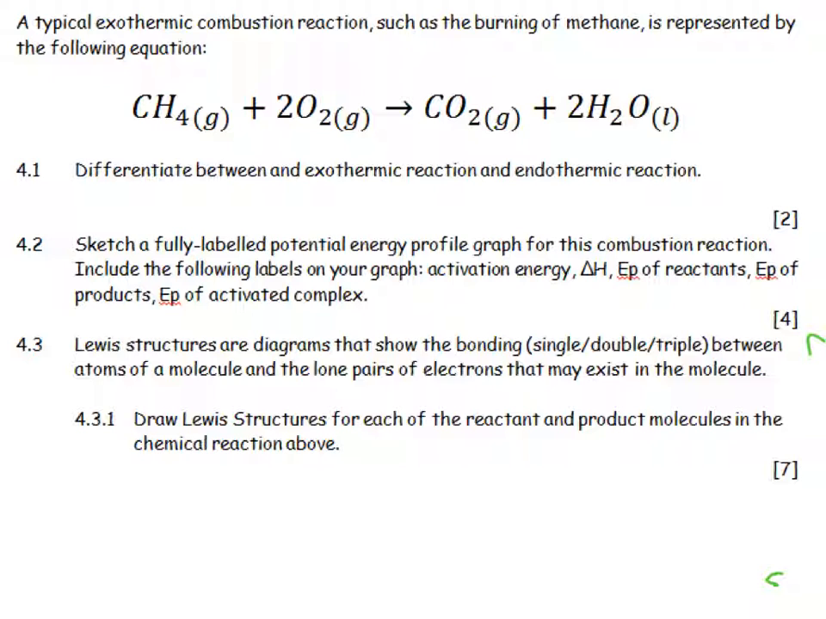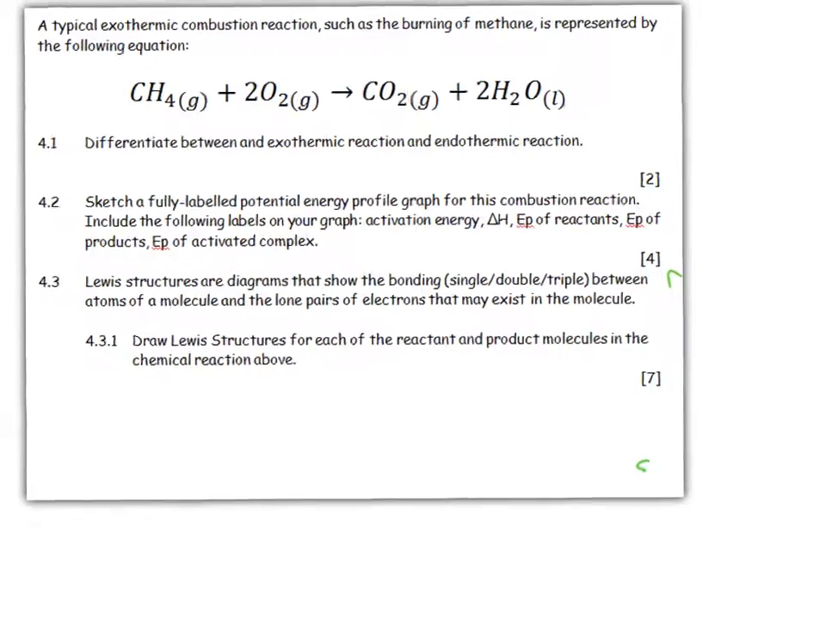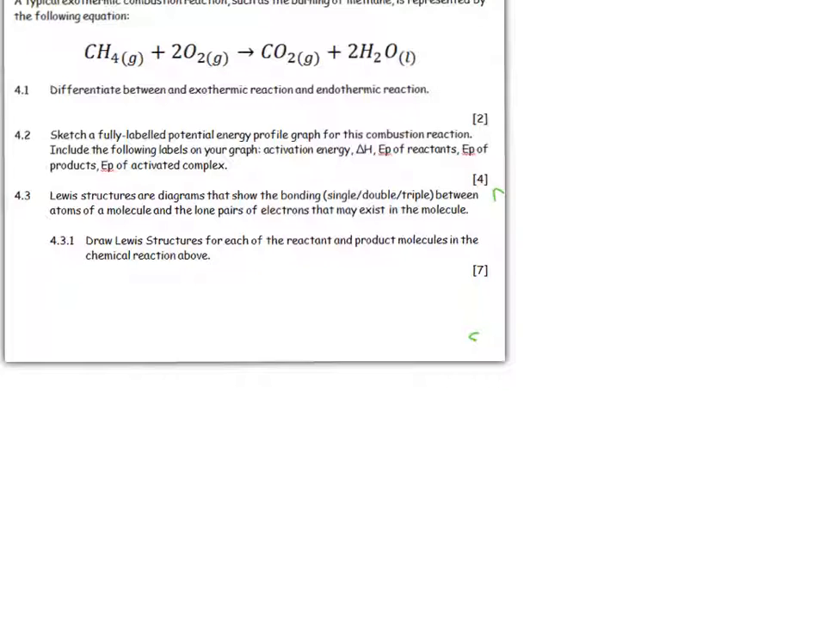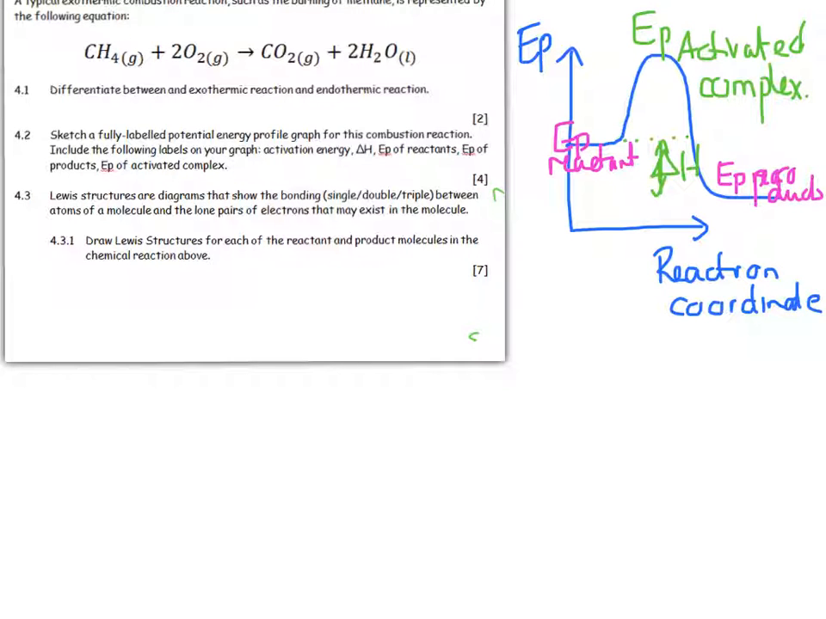Include the following labels on your graph: activation energy, delta H, potential energy of reactants, potential energy of products, and the potential energy of the activated complex. So you have delta H, which is between the potential energy of the reactants and the potential energy of the products. On your y-axis you label potential energy, on your x-axis reaction coordinate, and your potential energy of the activated complex. So these two questions over here are level 1 questions.